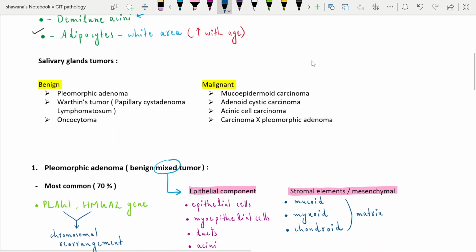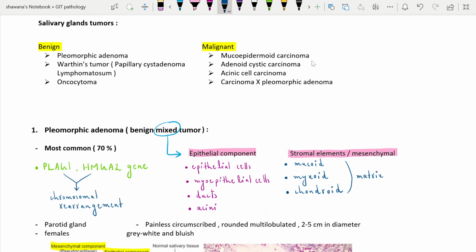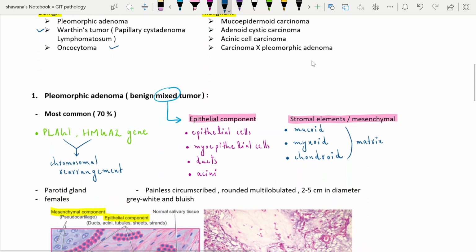In this video, we'll discuss only the benign tumors of the salivary glands, and in the next upcoming video, we'll discuss the malignant tumors. Benign tumors include pleomorphic adenoma, the second is Warthin's tumor, and the third is oncocytoma. So let's discuss them one by one. First is the pleomorphic adenoma. The second name for that is the mixed benign tumor.